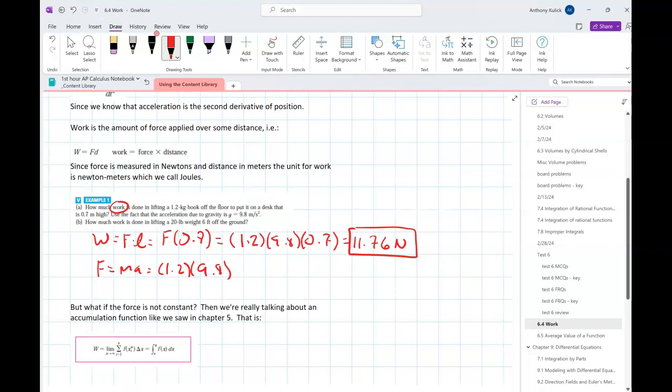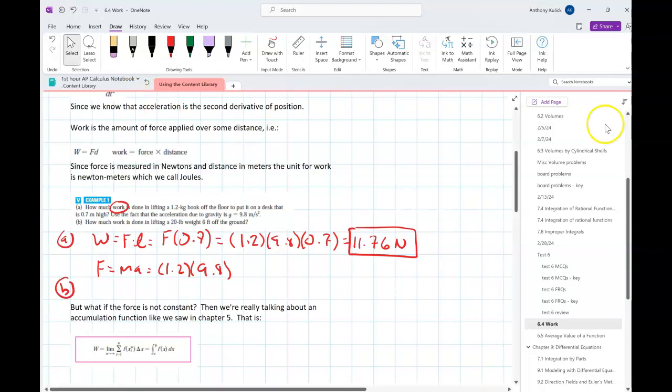Part B then says, how much work is done lifting a 20-pound weight 6 feet off the floor? What's the issue here on part B? Yeah, the units, right? We have pounds and feet instead of kilograms and meters. So you can do it one of two ways. You could convert the pounds into kilograms and then the feet into meters, or you could convert your gravity into feet per second squared. That's probably the route I would go.